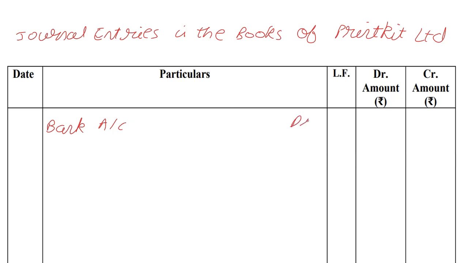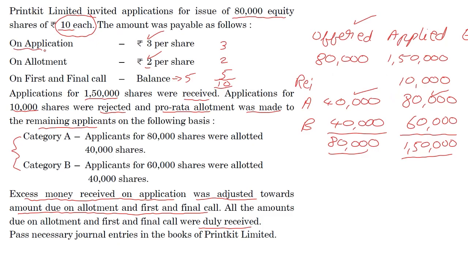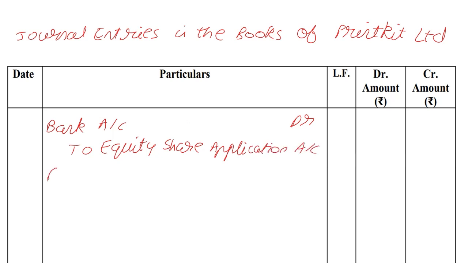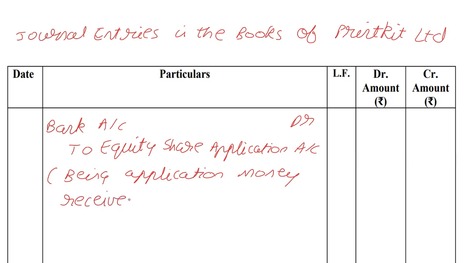The first one, debit what comes in, bank account debit. And look at the wordings in the question: on application, not allotment, application. We are dealing with equity shares. So to equity share application account. Then we will have some narration: application money received for some number of shares. I'm just leaving that blank for now. We already know the numbers, but I will fill it all up together.